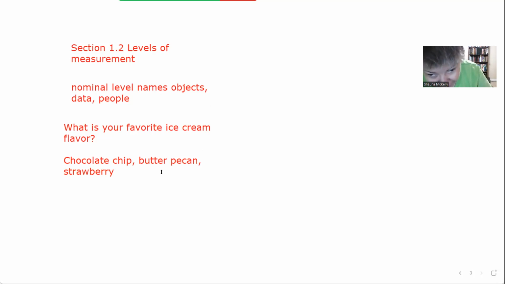Only you can name it. We can't say that chocolate chip is better than butter pecan. We don't have a way to rank them. So it's just naming it.